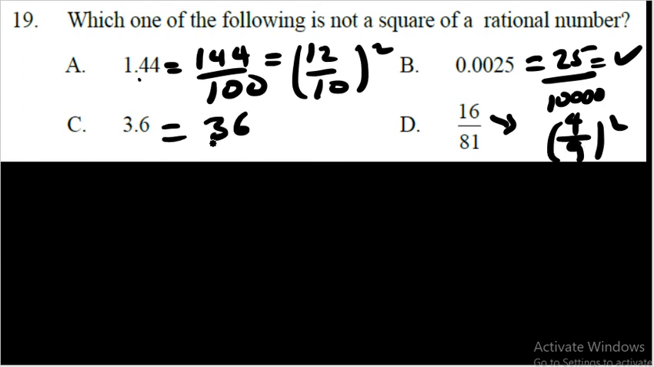What about 3.6? 3.6 means 36 over 10. 36 we can write as 6 squared, but the denominator 10 we cannot write as a square of a number. So the answer will be C. Which one is not? The question says not a square of a rational number.